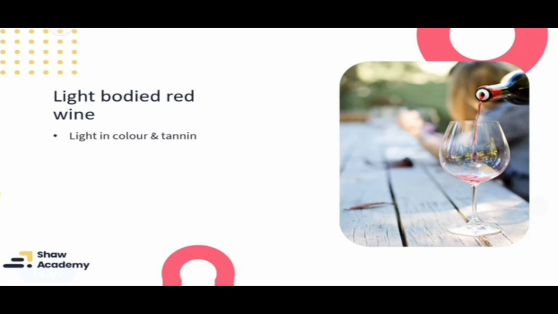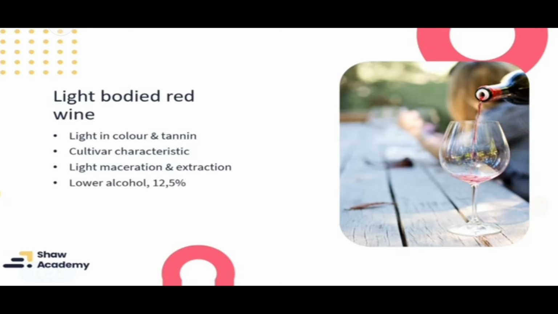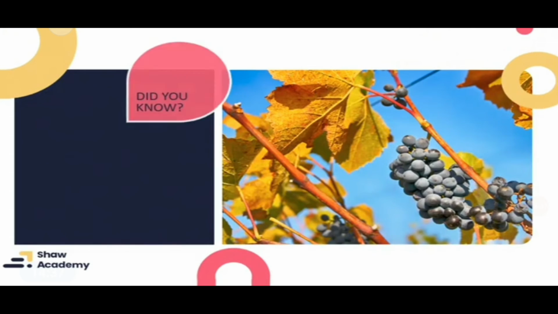These wines are normally really light in color and tannin, either due to the cultivar characteristic, for example, a cultivar that's got light and thin skins, or it's due to light maceration and extraction techniques applied during the winemaking. Light-bodied red wines normally have a lower alcohol content, around 12.5%, a higher acidity, and will display characteristics of red fruit. Light-bodied red wines also pair really well with food due to their fresh acidity and fruitiness.